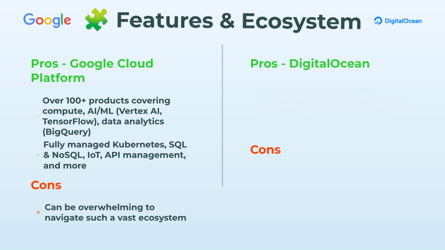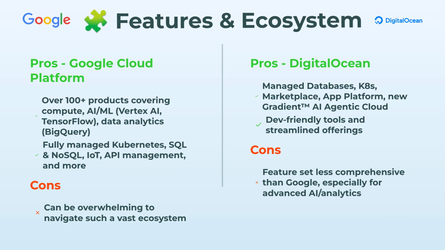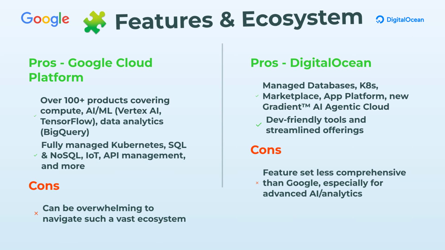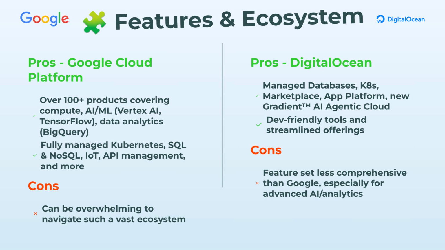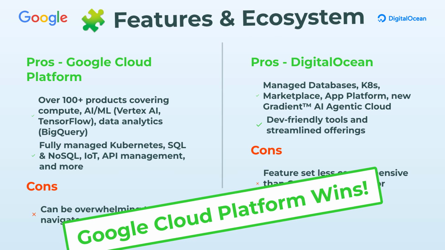DigitalOcean now is way more focused. You get managed databases, Kubernetes, a cool marketplace, the app platform, and even their new Gradient AI agentic cloud. The tools are super dev-friendly, streamlined, like it actually makes life easier. But their feature set is kinda slim compared to Google, especially for advanced AI or deep analytics needs. So it's no contest, feature-wise, Google Cloud comes out on top.